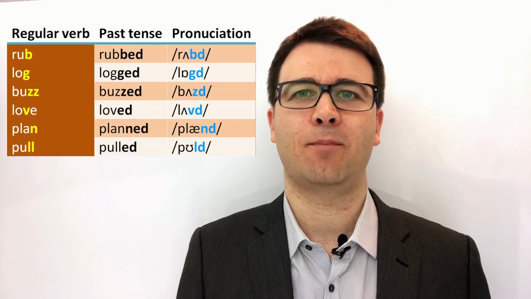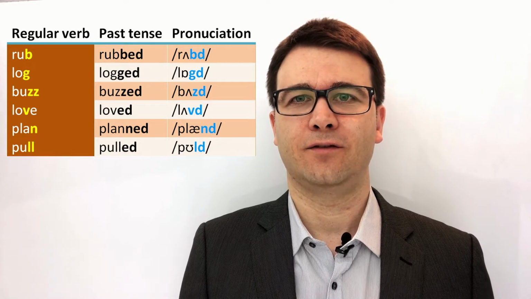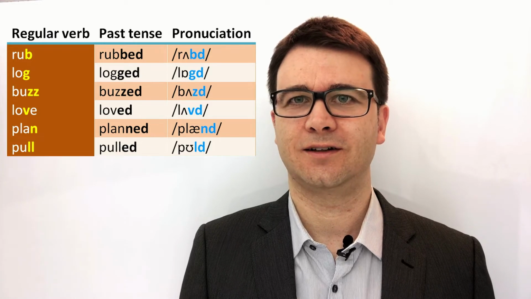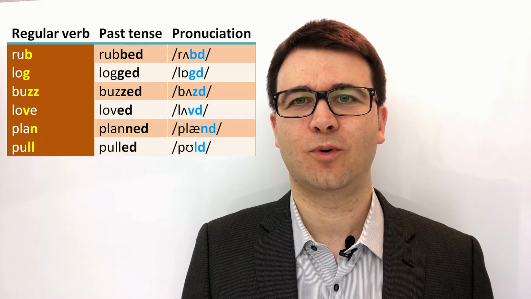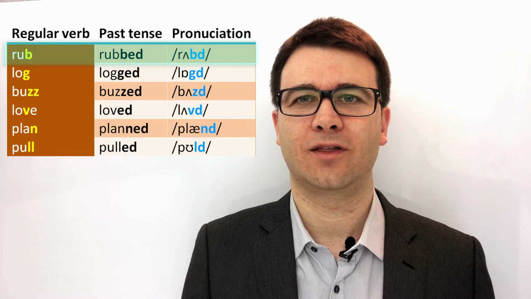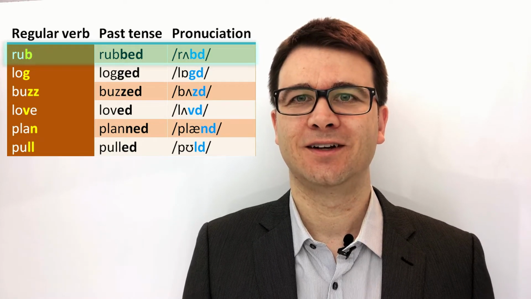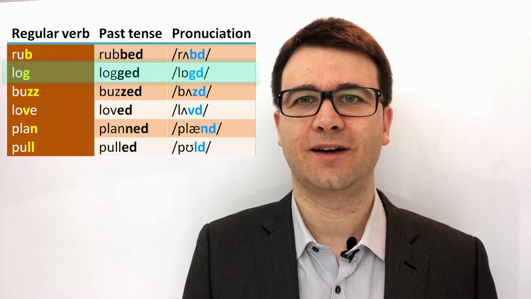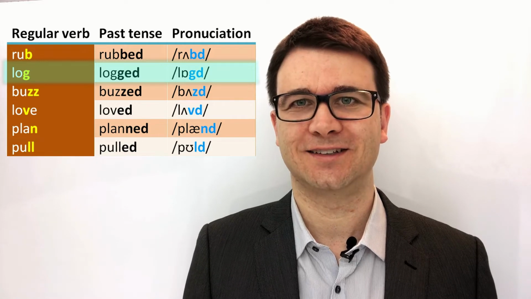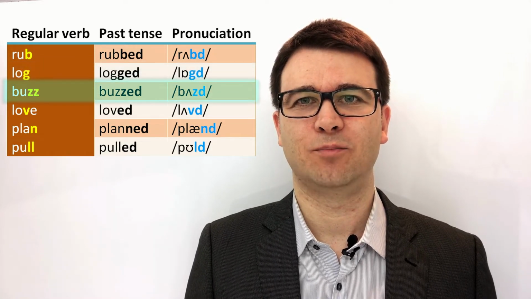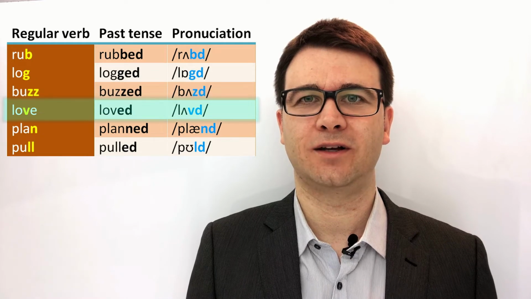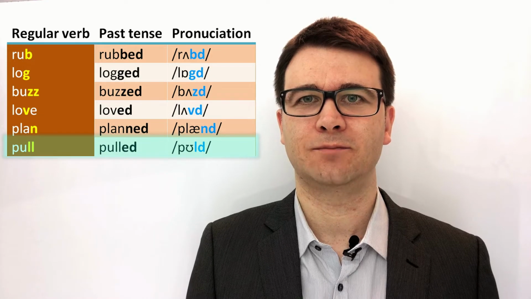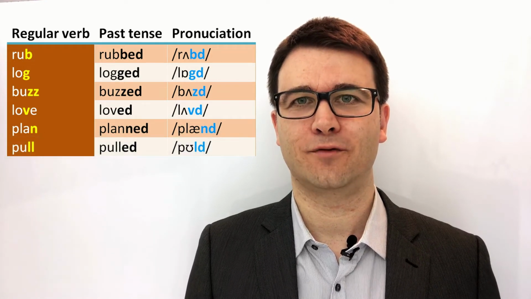Now type 3, as you can probably guess, is all the regular verbs that end with a voiced consonant apart from a d sound. And for these ones, you pronounce the ed as d. It's not a very strong d, it's a very soft d. For example, the verb rub ends with a b sound, which is voiced. So the past tense is rubbed. Similarly, the verb log ends with a g sound, so the past tense is logged. Buzz becomes buzzed, love becomes loved, plan becomes planned, and pull becomes pulled. So that's the third type of regular verb.